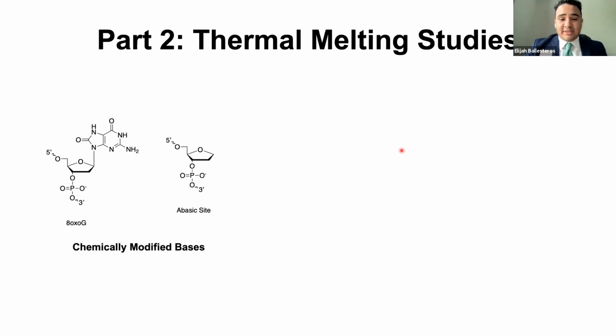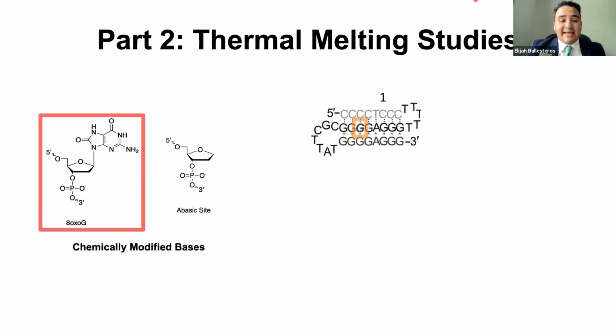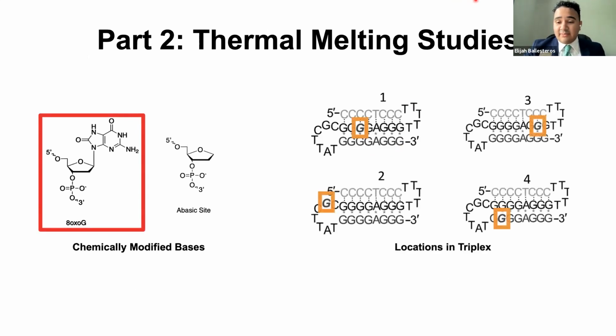So in part 2, we wanted to evaluate how chemically modified bases, 8-oxoguanine and abasic sites, affected triple-stranded DNA. And so here is an example. Here in the first example, we see a triple-stranded foldback in which 8-oxoguanine is in the middle strand. We obtained data for the 8-oxoguanine mutation at 4 different locations in the triplex sequence, and for 3 out of the 4 locations for the abasic site.